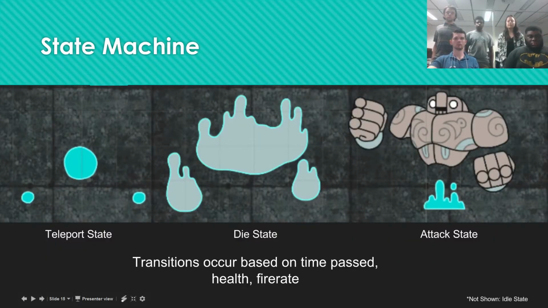A lot of our collisions have to do with the trigger system as well, to take damage. And next we have state machine. So there's a teleport state, idle state, die state, and attack state. And depending on the time, the health of the golem, and the fire rate of the golem, that determines its state.